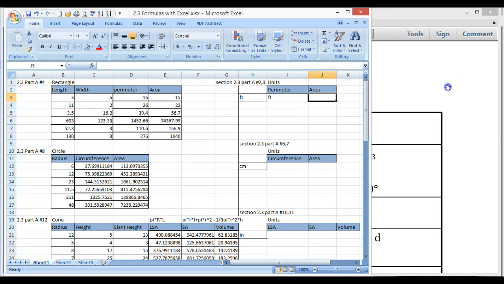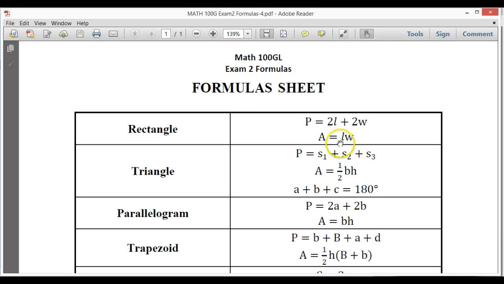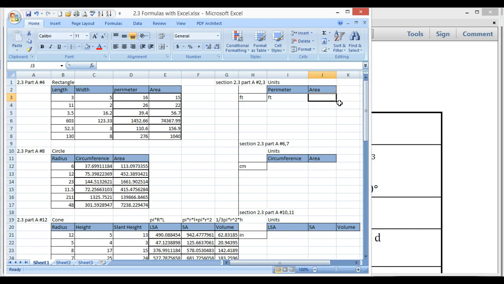The area, however, ends up being length times width. Using our knowledge of units, that means I have feet being multiplied by feet, and I'm just worrying about the units. I'm not looking at numbers. If I have feet times feet, this means that I end up with feet squared. And I can type it feet being raised to the 2, or I can type it square feet. Either way is appropriate.